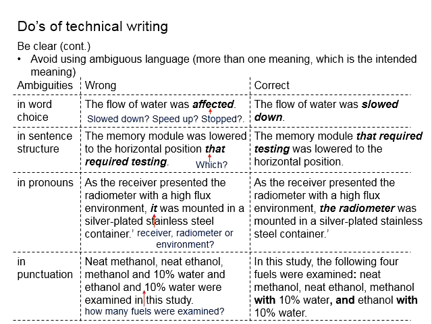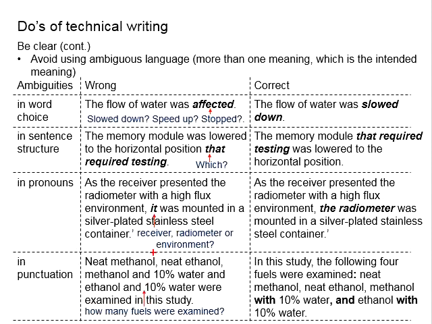In order to prevent this ambiguity, you may revise the sentence: as the receiver presented the radiometer with a high flux environment, the radiometer was mounted in a silver-plated stainless steel container. Now we know that this "it" here is actually referring to the radiometer. Next, ambiguity can also occur in punctuation.